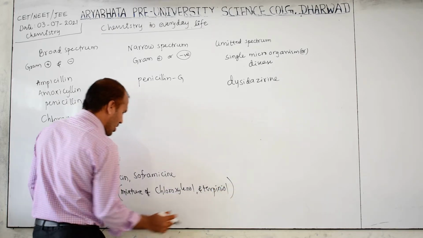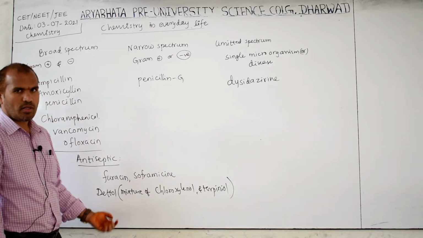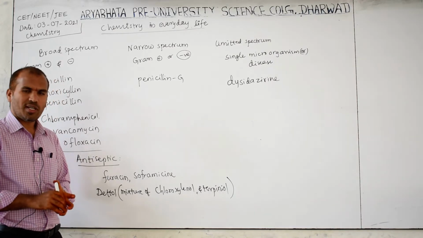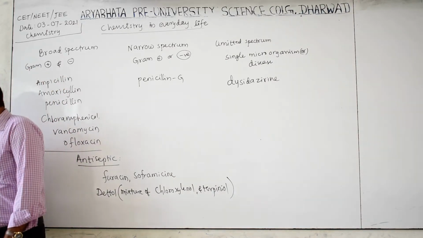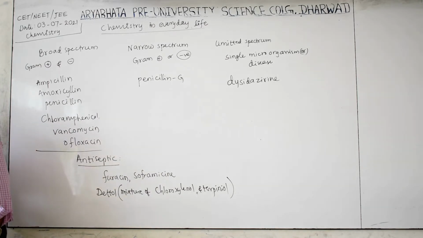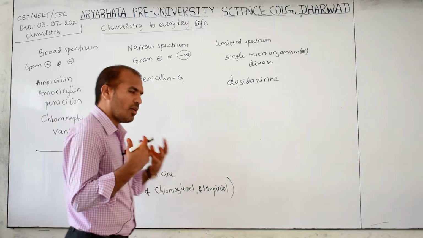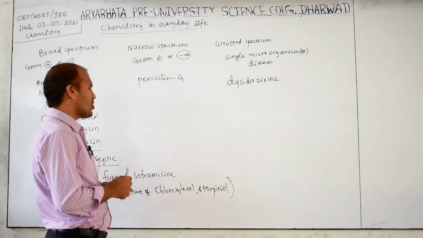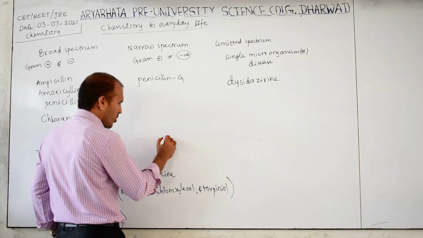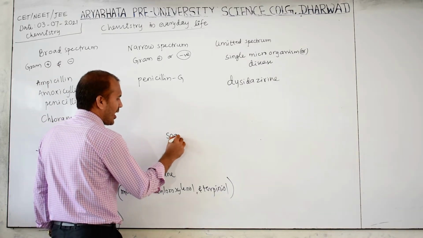So this mixture is called Dettol. One time asked this question: Dettol is a mixture of chloroxylenol and terpineol. This example is very, very important. Next, when you are bathing or washing your face, you are using soap. In the soap also we have the antibiotic. So soap contains antibiotic also.